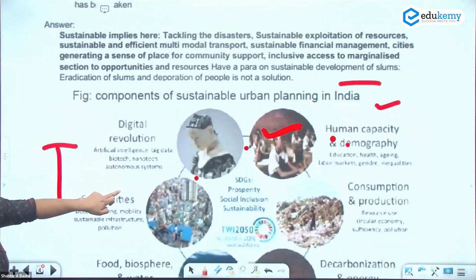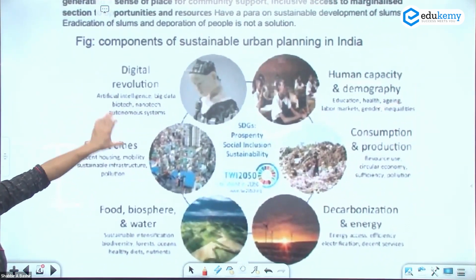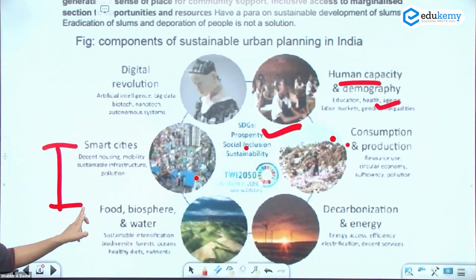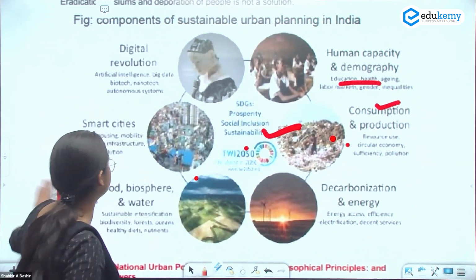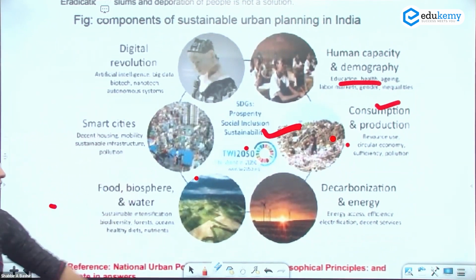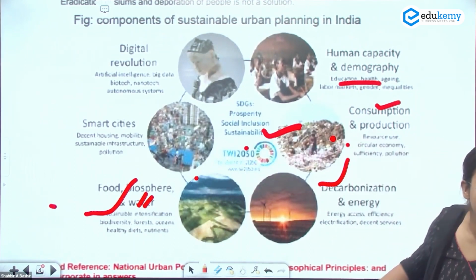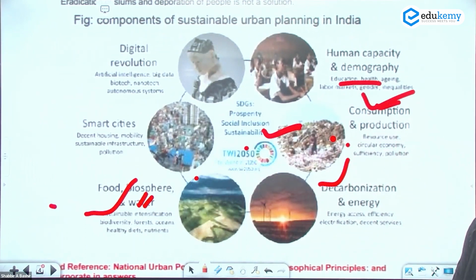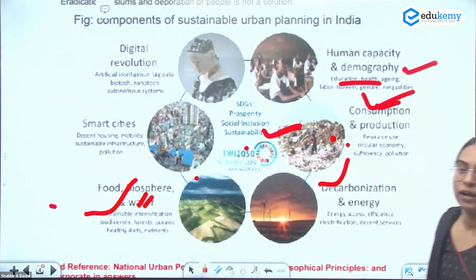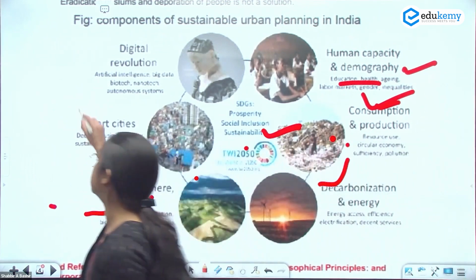So what are the components of sustainable planning? It is about the resources, food, biosphere resources. It is about decarbonization and energy. It is about sustainable production, sustainable consumption. It also takes into account the planning for human capital and demography. It uses your ICT. There is a digital revolution.